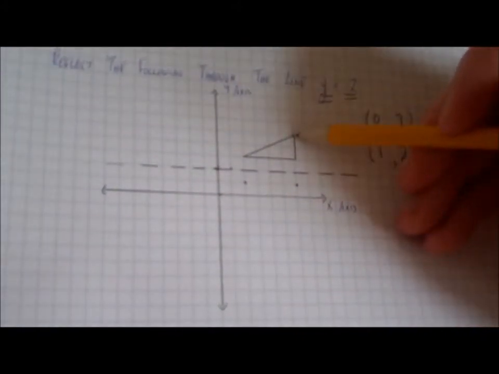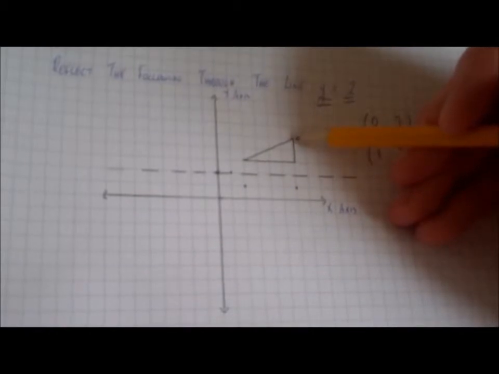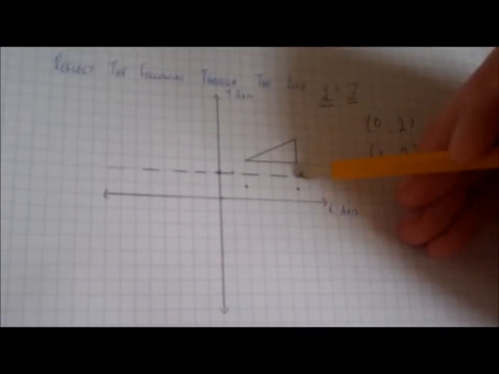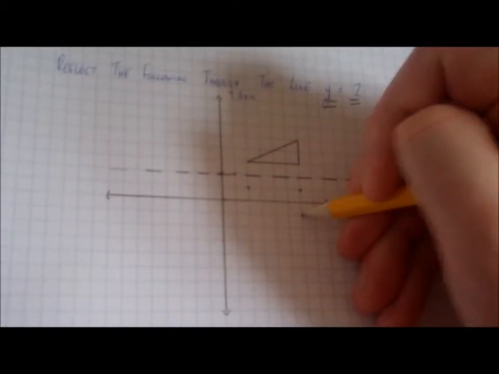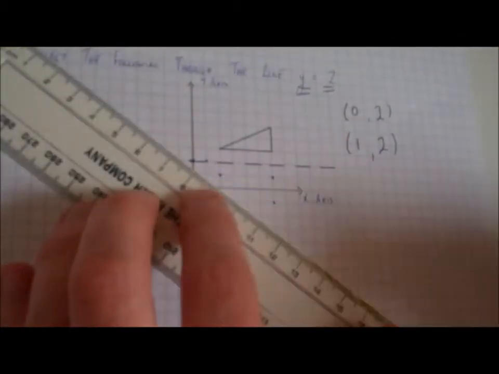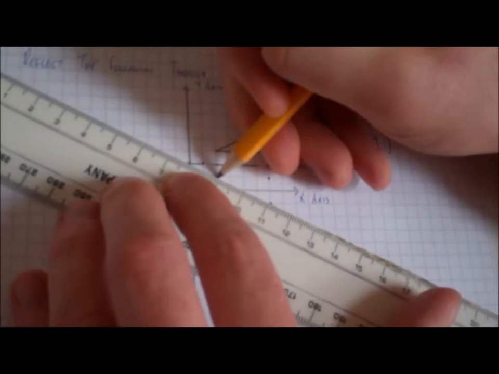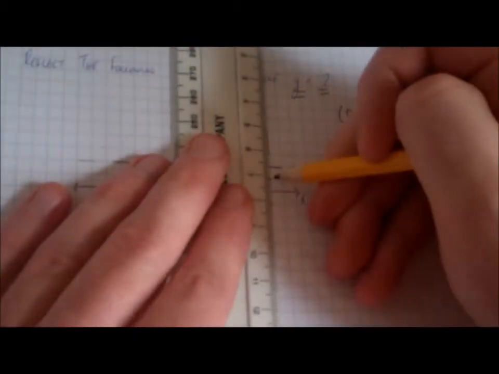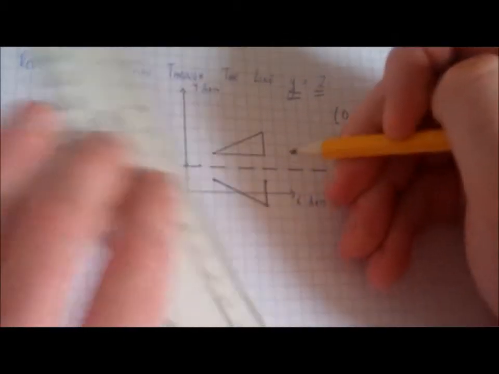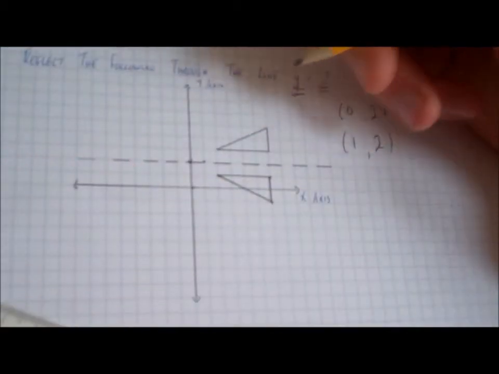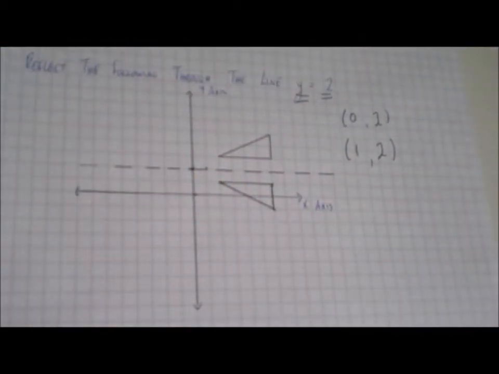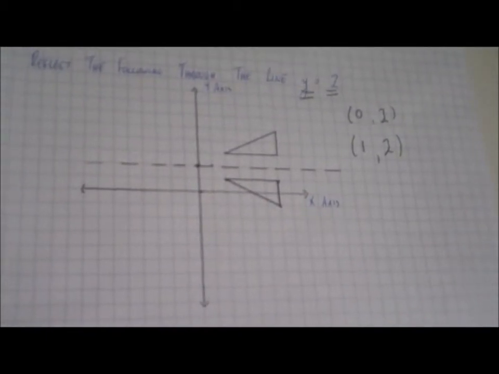And from this point here to the dotted line, it's 3. So it's 1, 2, 3 boxes. So I go 1, 2, 3 boxes on the other side. All I simply do now is I connect my 3 points together. And what I've done there is I've drawn another accurate reflection through the line y equals 2.